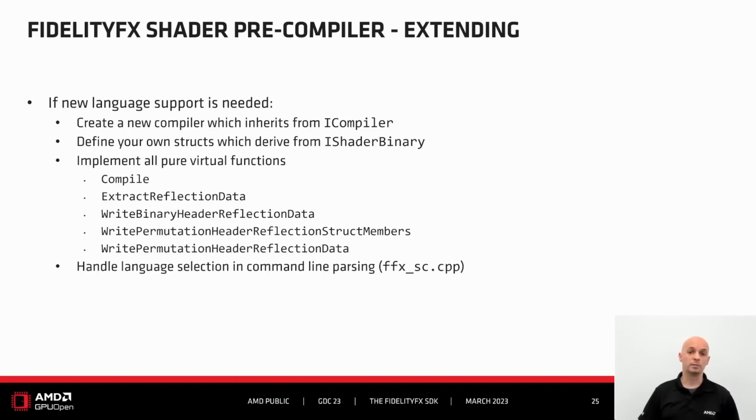The precompiler is also easily extendable for new languages. If new language support is needed, create a new compiler class that inherits from our compiler interface, define a new shader binary structure, which inherits from our shader binary interface, and implement all compiler virtual functions needed to compile, extract, and write the various data out to file for inclusions in your own custom backend. You can then add an execution path to your new compiler by adding support for an additional language command line argument in ffx_sc.cpp.